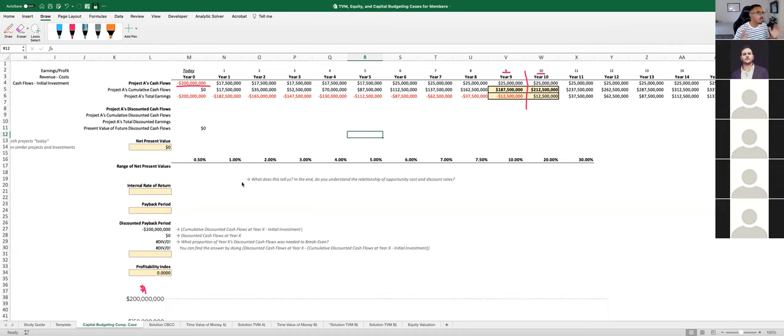Can somebody tell me? Does somebody in the chat know how to do that? Yes or no? Do you have any clue about how we find our payback period with the information provided right now? I'll give you all 10, 15 seconds to try to answer a quick yes or no in the chat.